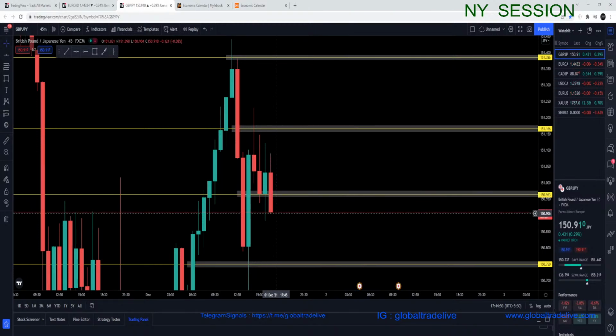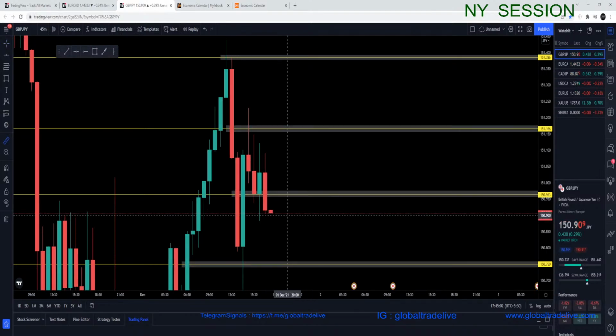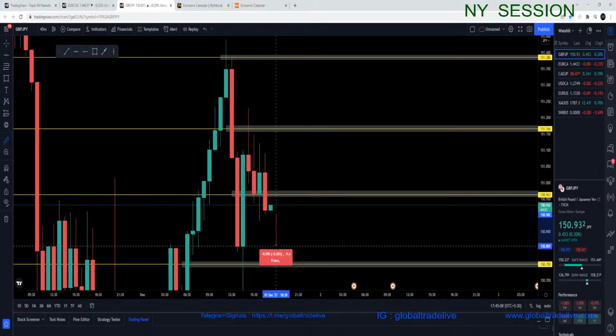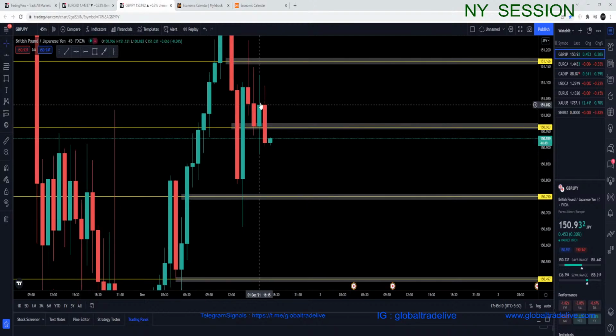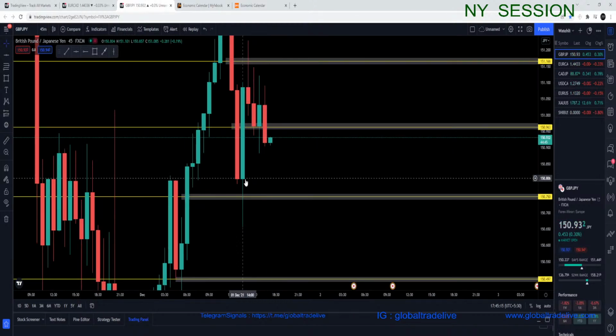So this 45-minute candle is about to close over here. It's breaking the low. If it breaks the low in the first few seconds, then this can be a fake out. So now this 45-minute candle closes over here, right? Let's see if it goes down or not.